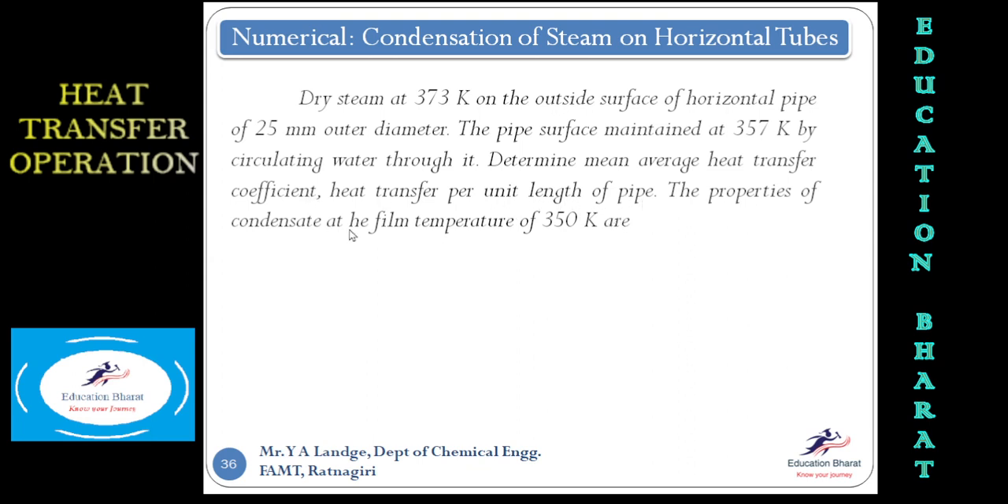The properties of the condensate at the film temperature of 350 Kelvin are: density 974 kg per meter cube, lambda 225 kilojoule per kg, mu 306 into 10 to the power minus 6 Newton second per meter square. The K is conductivity of a fluid which is 0.66 watt per meter Kelvin.